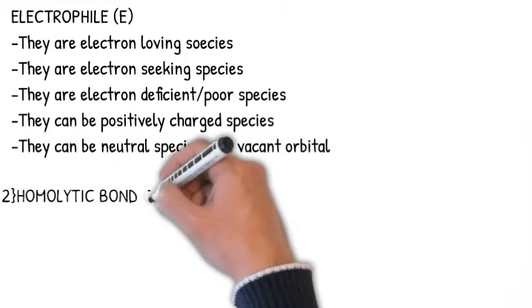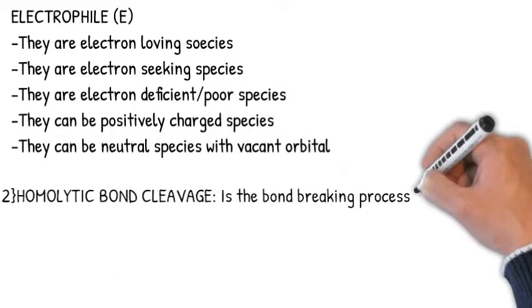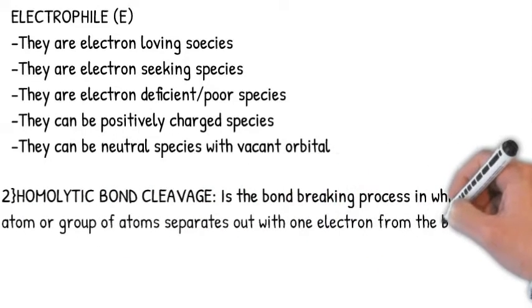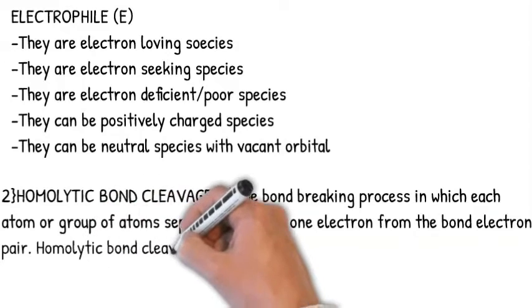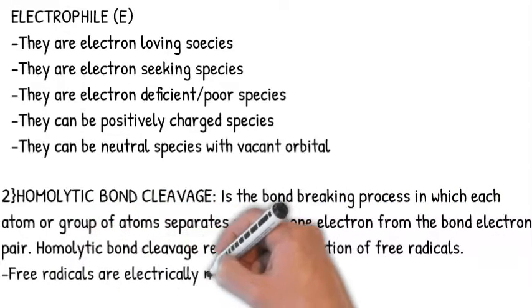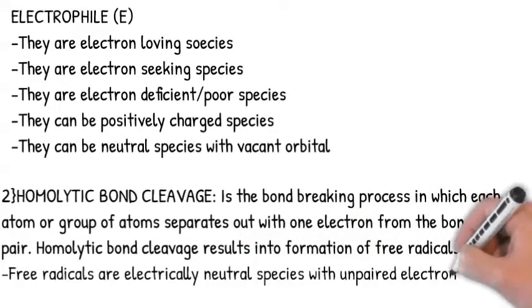Number 2. Homolytic bond cleavage is a bond-breaking process in which each atom or group of atoms separates out with one electron from the bond electron pair. Homolytic bond cleavage results in the formation of free radicals. Free radicals are electrically neutral species with an unpaired electron.